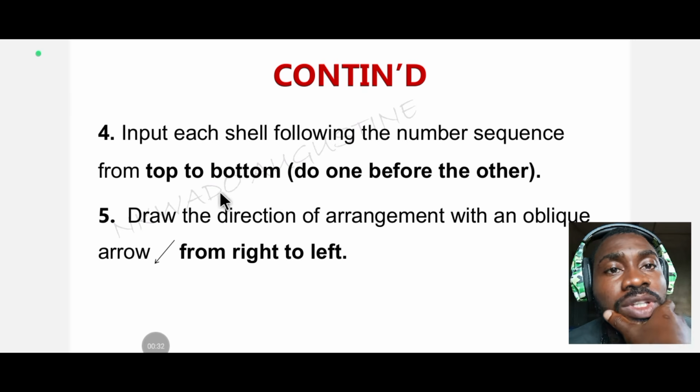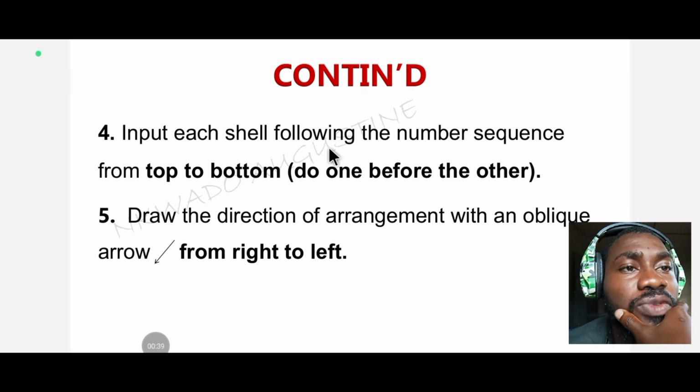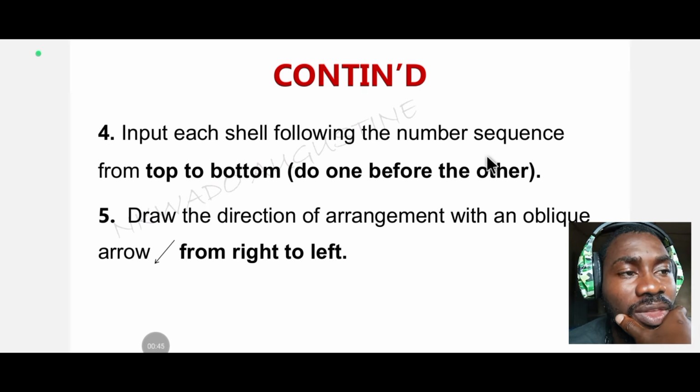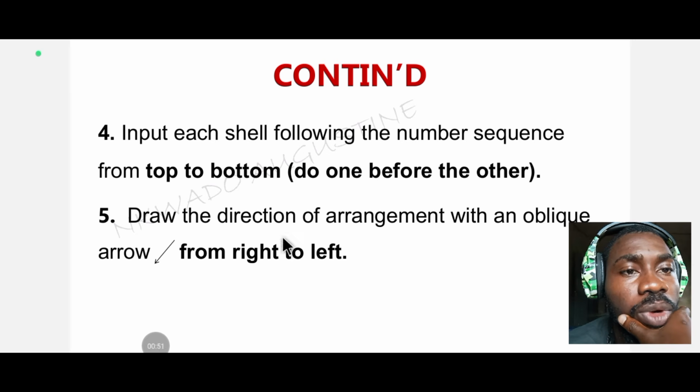So moving on. The fourth step is to impute each shell following the number sequence from top to bottom. Do one before the other. Don't do everything together. Finish the S orbital, then you go to the P orbital, then the D orbital, then the F orbital.